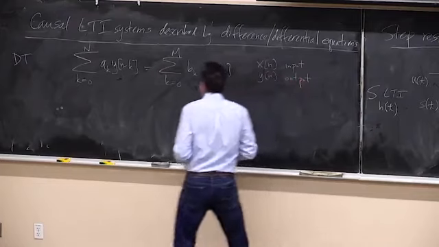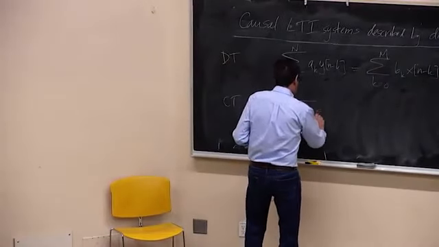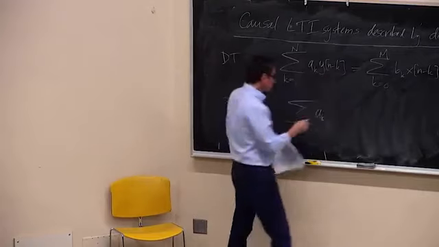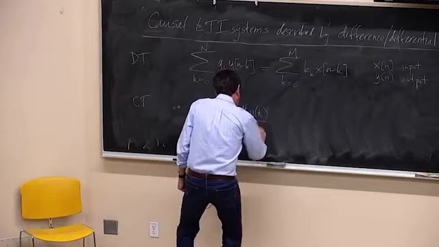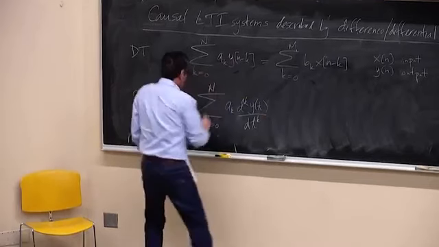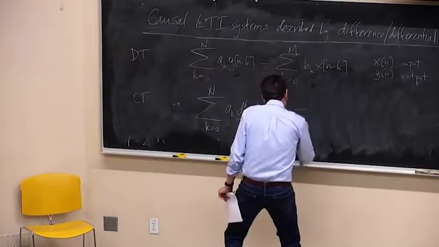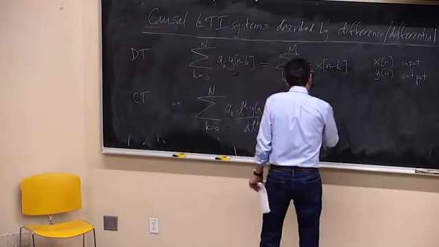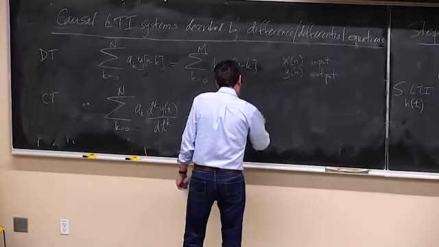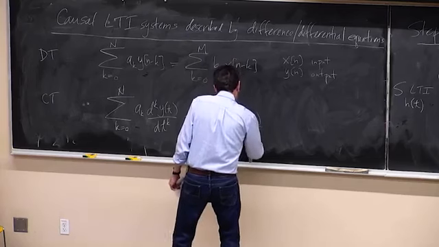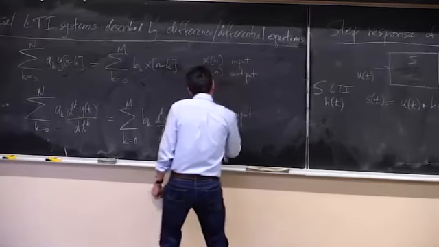In continuous time, it's the same thing, except it's a sum not of time shifts, but of derivatives. So we have a linear combination of higher order derivatives of y of t, set equal to a linear combination of the higher order derivatives of the input. Here x of t is the input and y of t is the output.